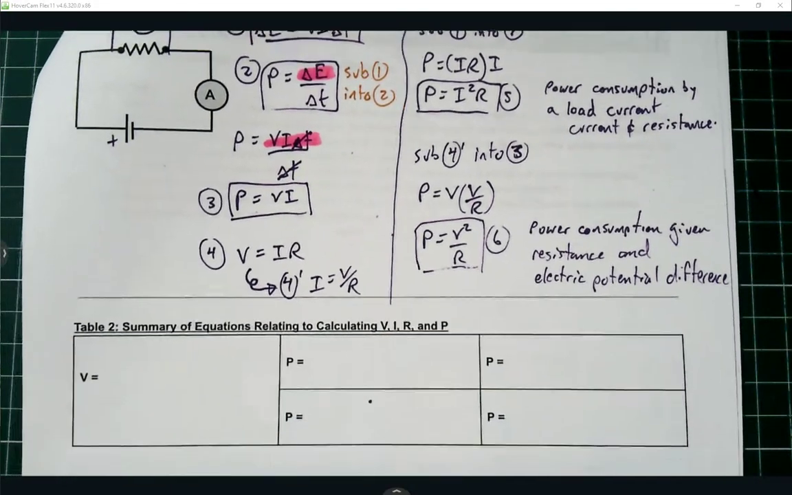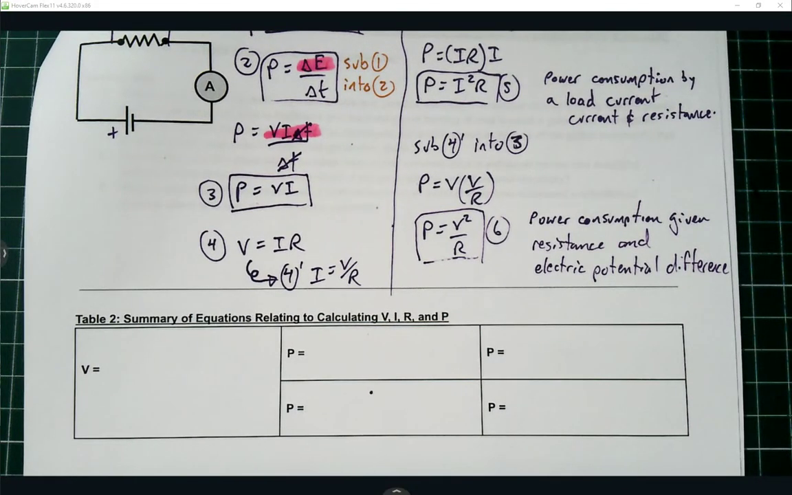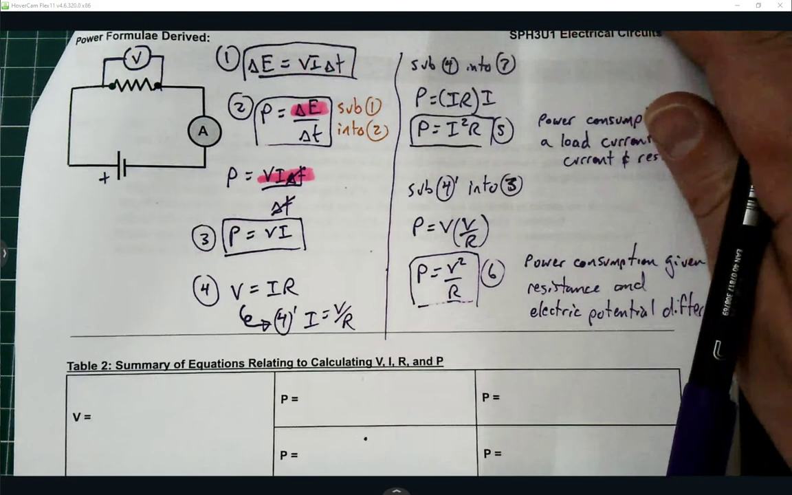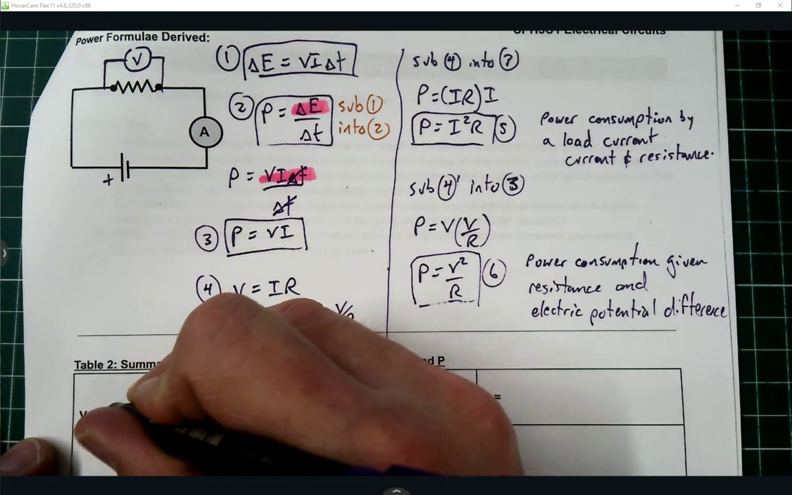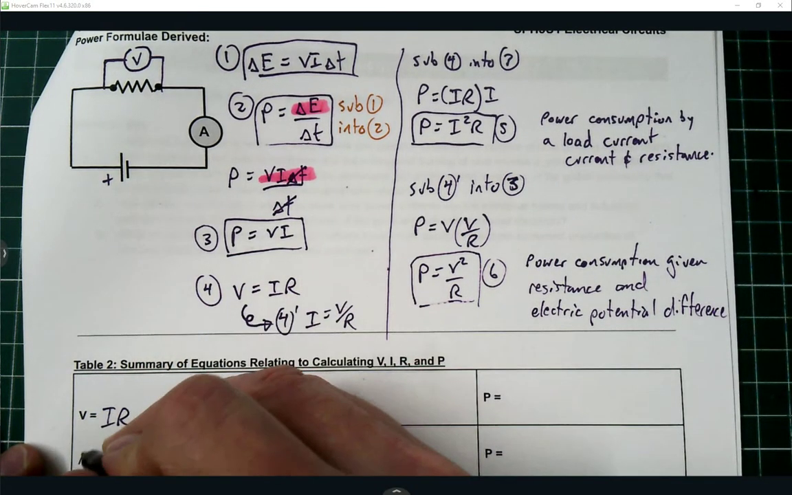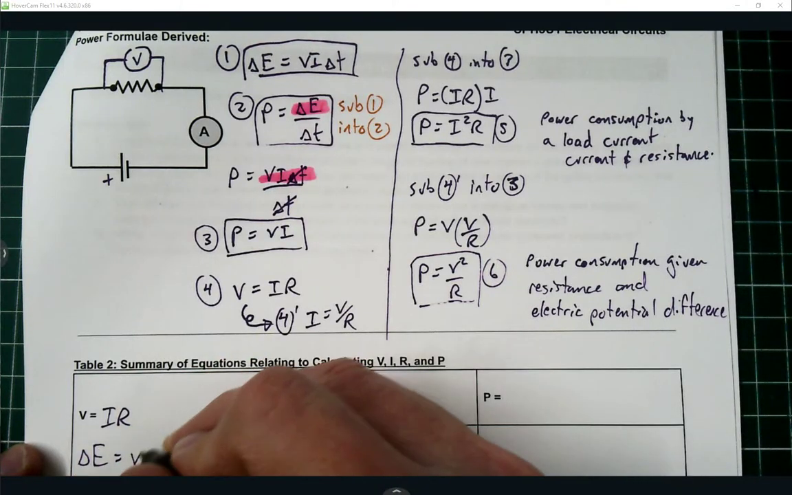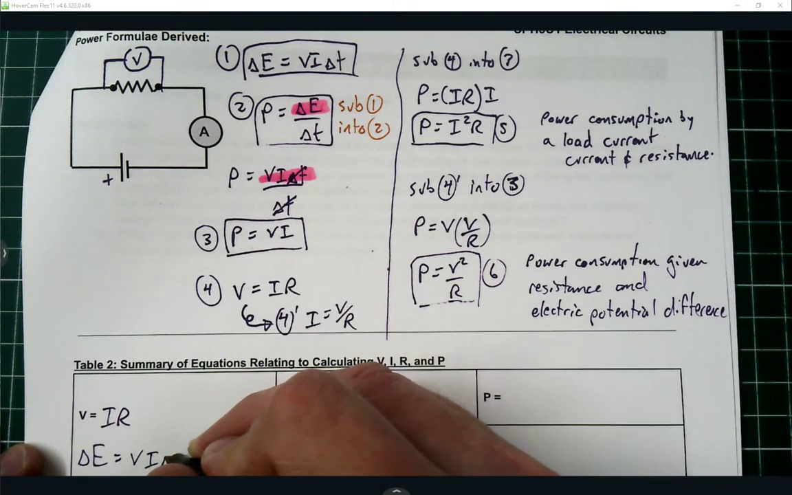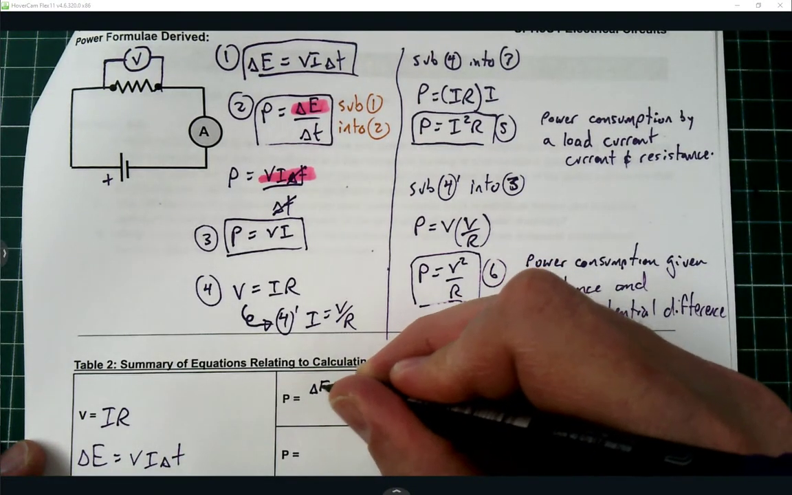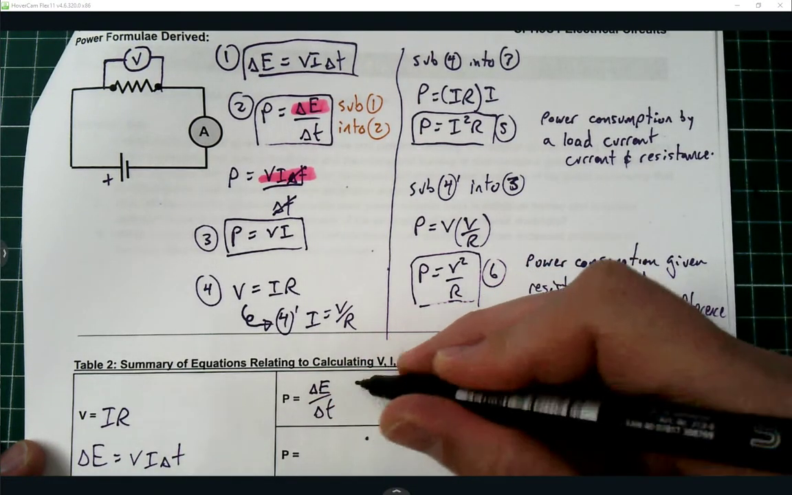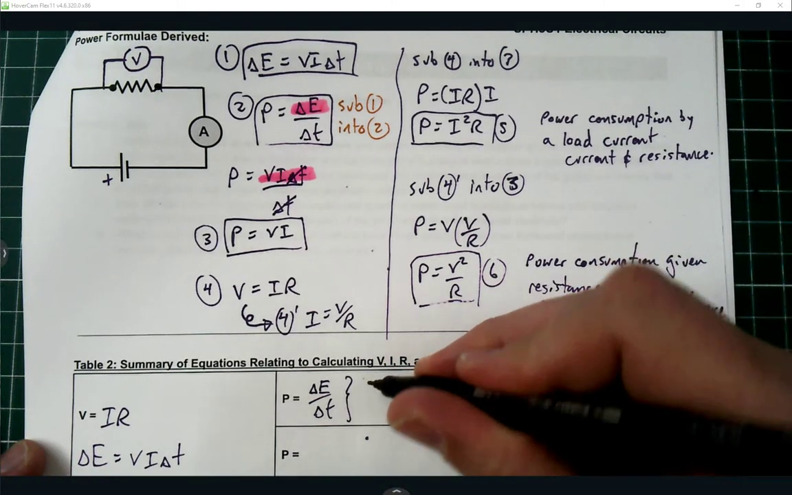And so now we've got a whole mess of equations. We've got 6 equations, my goodness. It was a little bit of a derivation and substitution process, but let's just take stock of what we've got here on this page. We've got V is equal to I times R. That's just Ohm's law. We've got delta E is equal to V times I times delta T. We've got power is equal to energy over time. Now this is just the rate at which energy is consumed.